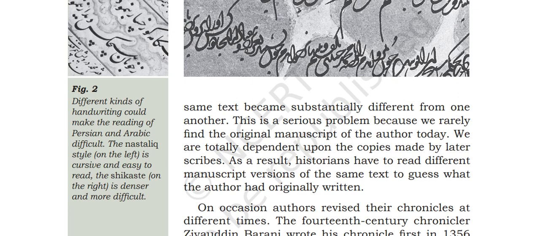Different kinds of handwriting could make the reading of Persian and Arabic difficult. The nastaliq style on the left is cursive and easy to read, and shikaste on the right is denser and more difficult. The same text can look substantially different.